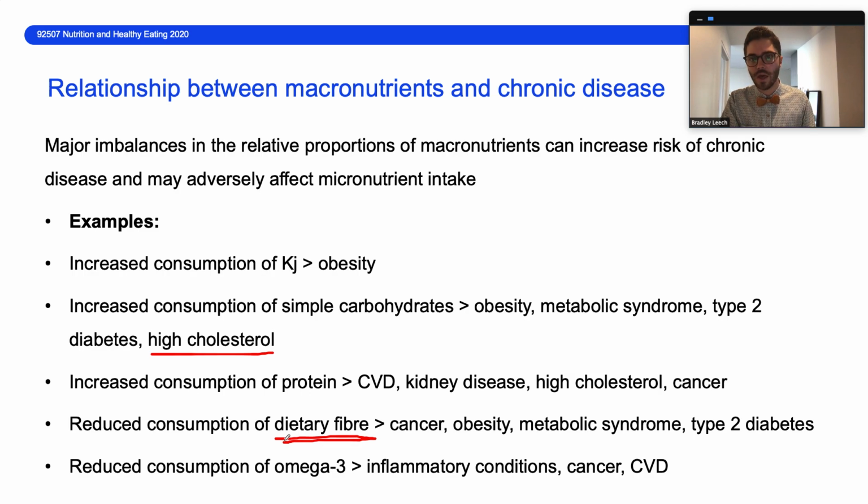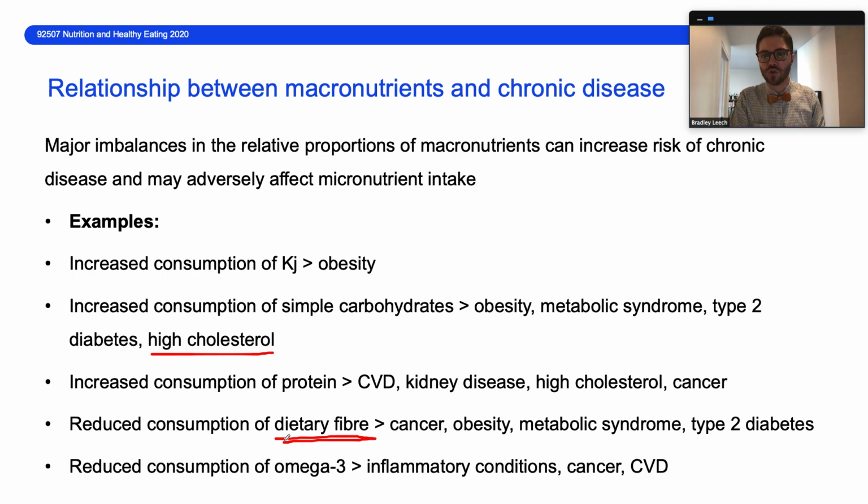Reduced consumption of dietary fibers can actually result in an increased risk of cancers, especially intestinal cancers, obesity, metabolic syndrome, type 2 diabetes. Why? We've kind of discussed this when we spoke about the macronutrients, and that is these dietary fibers support the bacteria within our gut, and also it helps to balance out the sugar within our system. It can also bind on to cholesterol to reduce that cholesterol.